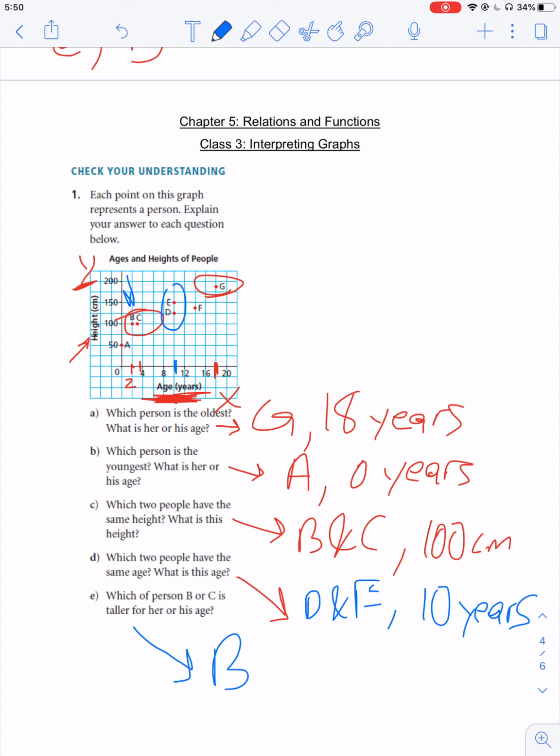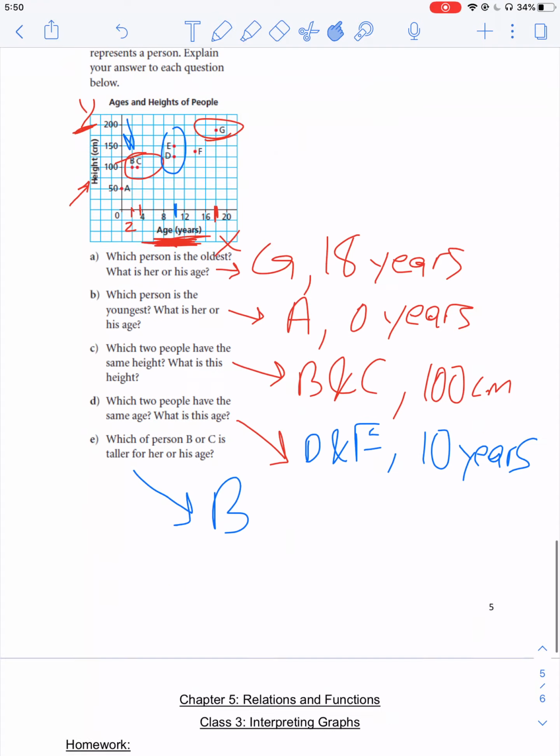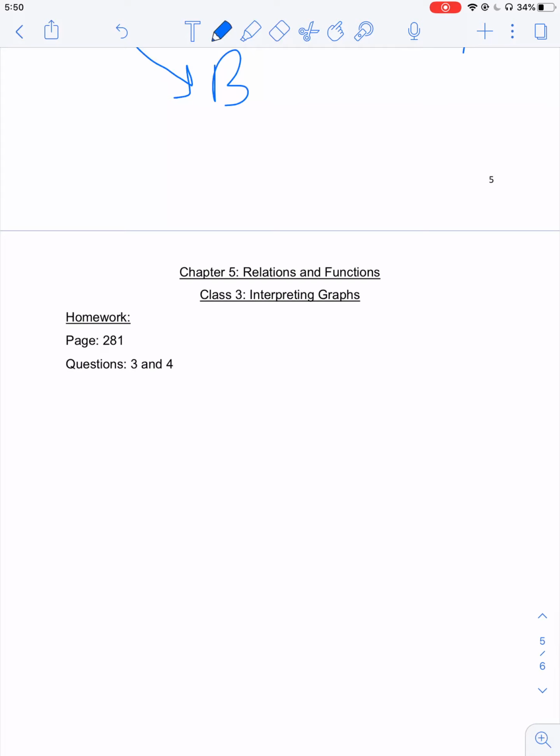And that is it for today, guys. Okay, so just practice some of the questions from here. You only have two questions. Practice these two questions, and hopefully, you kind of understand how to interpret graphs. This is not something new. So again, just do those two questions, 3 and 4, and that should be it for today. Okay, thank you so much.